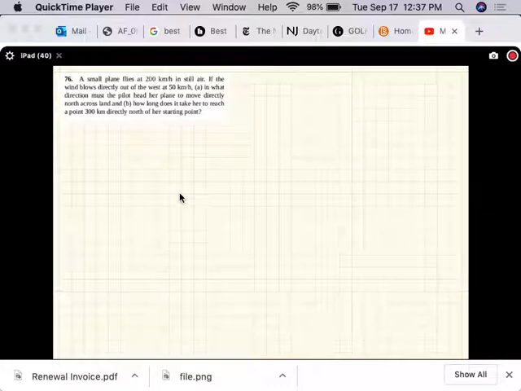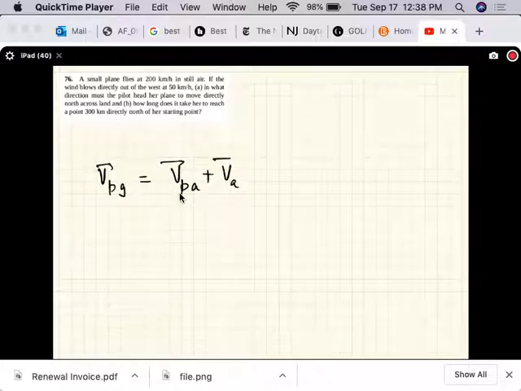Alright, so what we want is, the problem is to move directly north on land. So we want the velocity of the plane with respect to ground to equal the velocity of the plane with respect to air plus the velocity of air with respect to ground.